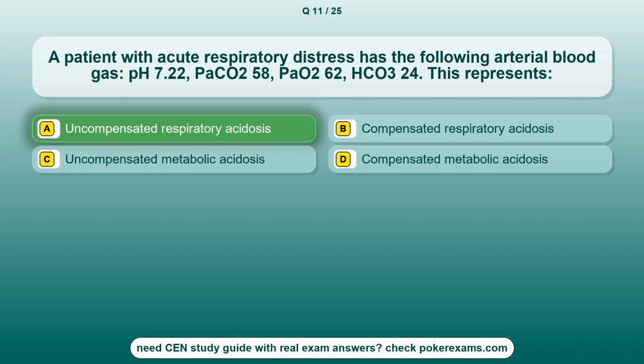The correct answer is option A, uncompensated respiratory acidosis.